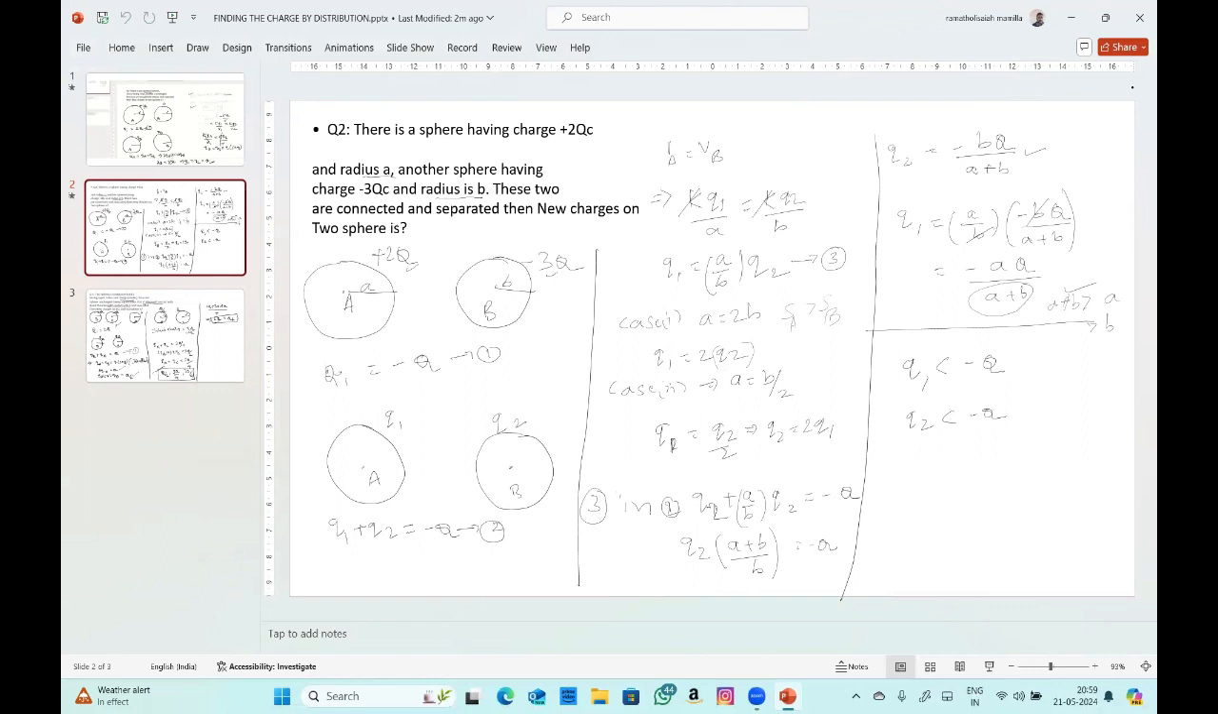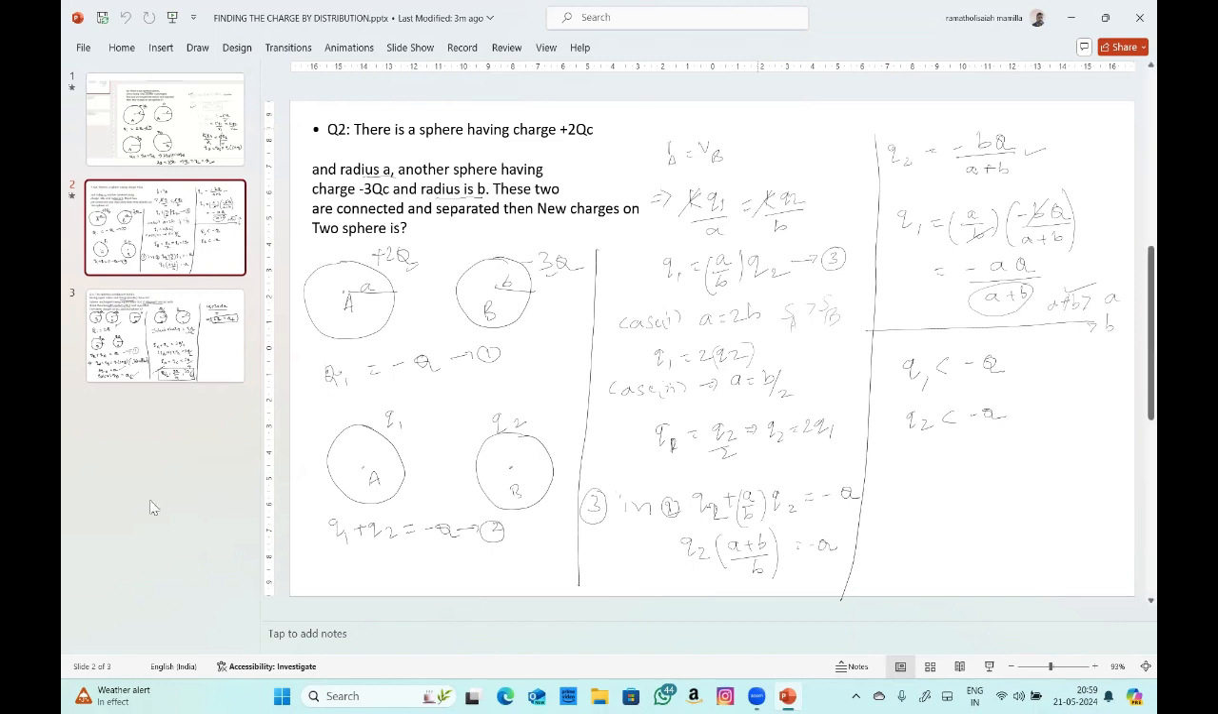Now if A plus B is more than A or B, meaning the denominator is more, then charges Q2 and Q1 are less than Q. So Q2 is less than minus Q and Q1 is also less than minus Q. That means here is one conclusion: after distribution of charge, the individual charge can never be greater than the initial charge on the charged body. Yesterday we studied this in properties. So that is the conclusion here.